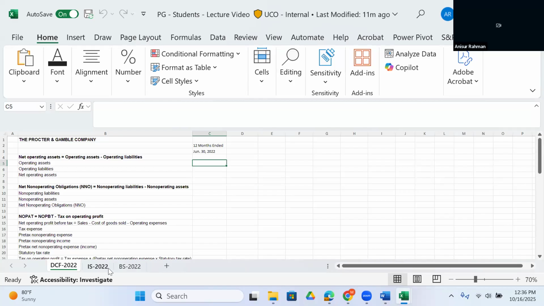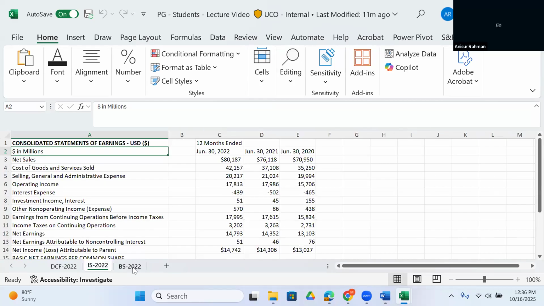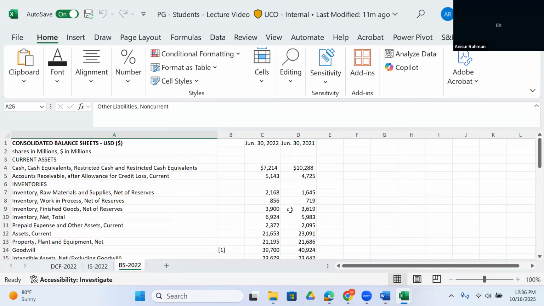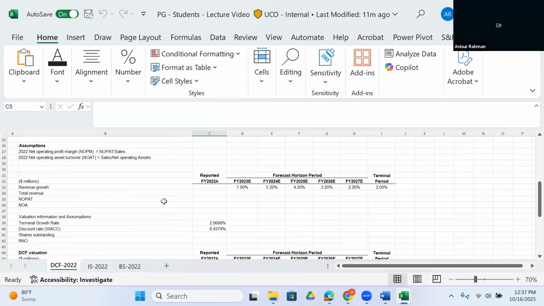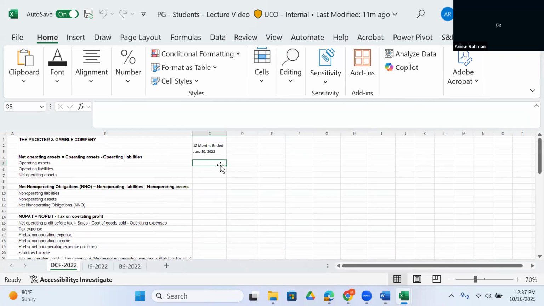I have already downloaded the income statement data here and balance sheet data here from the SEC website. You have to do the same, meaning you have to download the most recent financial statements data from the SEC website. So now I am coming back to the template that you have to use, which you have already used for quiz problems and homework problems.